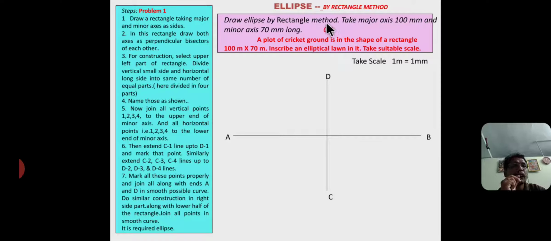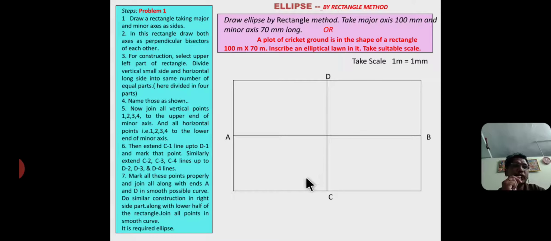In the rectangle or oblong method, you have to construct a rectangle. You have to draw a rectangle through these 4 points, taking the major axis and minor axis as sides. This horizontal line is equal to the major axis, that is 100 mm, and this vertical line is equal to the minor axis, that is 70 mm. In this rectangle, draw both axes as perpendicular bisectors of each other.